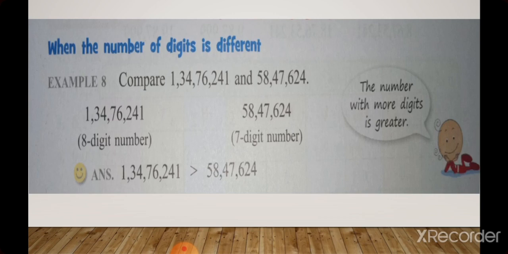You should always remember that the number which has more digits will always be greater. Here the first number has 8 digits, the second number has 7 digits. Comparing 8 and 7, 8 is bigger. So the first number, 1,34,76,241, is always greater. So there is one point: the number with more digits is greater.